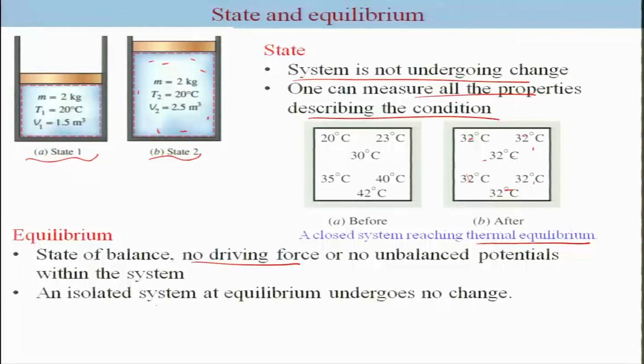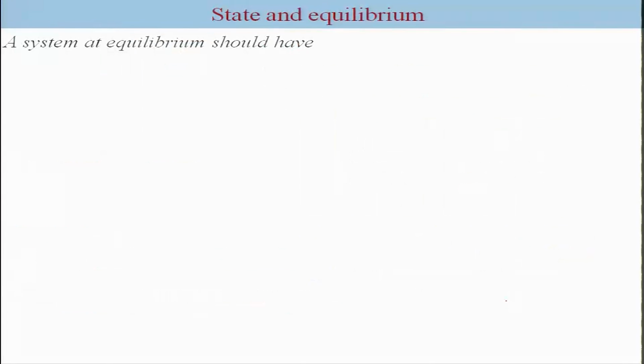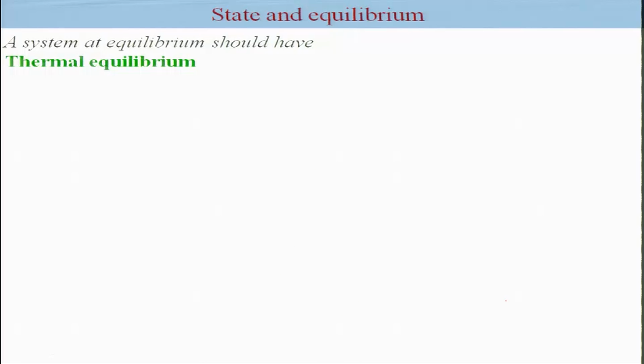An isolated system at equilibrium, that means it is not interacting with the surroundings, undergoes no change. Because it is isolated, there is no interaction with the surroundings, and hence all the properties remain the same as long as it is under isolation. So, in this course, in general thermodynamics, particularly equilibrium thermodynamics, we are interested in understanding a system at equilibrium.